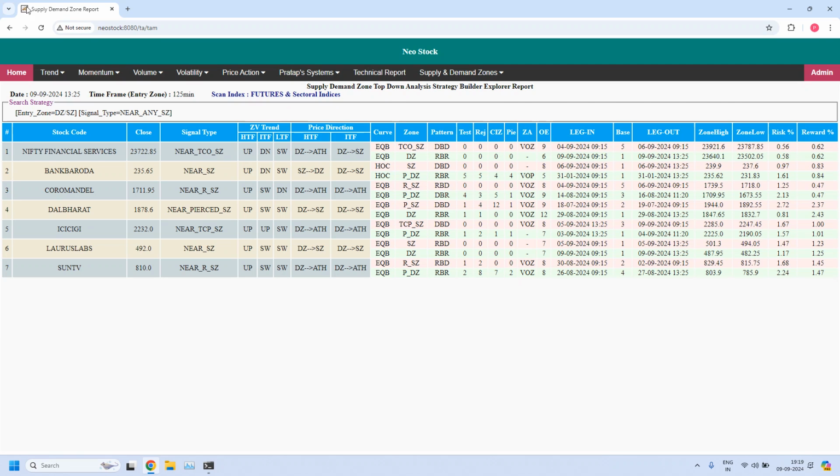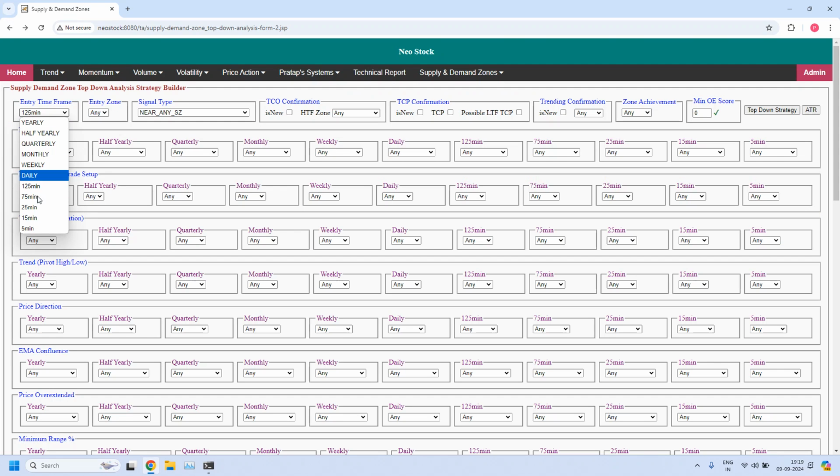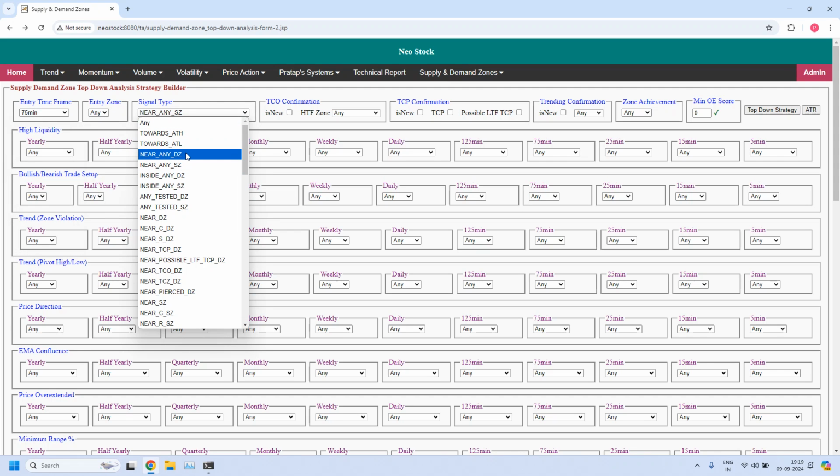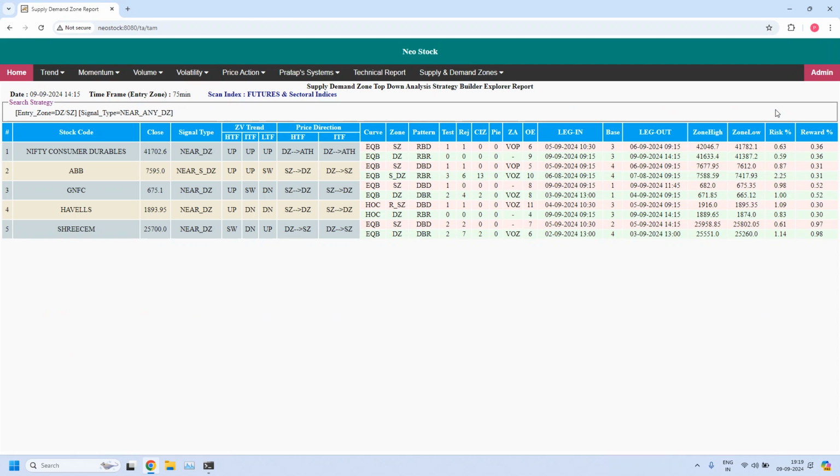Next time frame is 75 minutes. Entry time frame is 75 minutes. Let us find the stocks near 75 minutes demand zone. 5 stocks are filtered. Any high liquidity? Yes. We have ABB, a high liquidity 75 minutes demand zone. Already tested 3 times and 6 rejections from this zone.